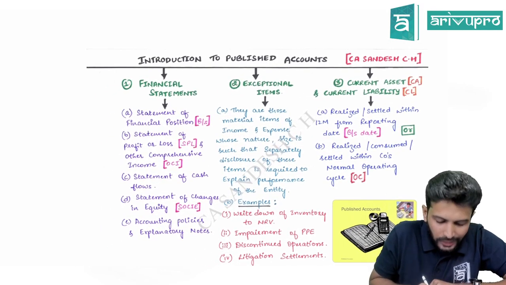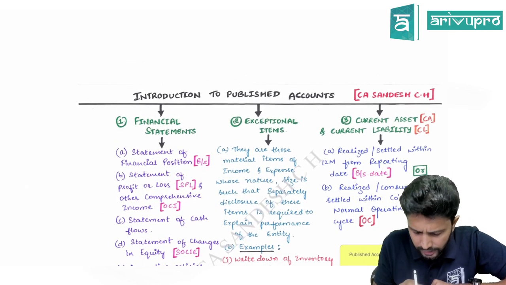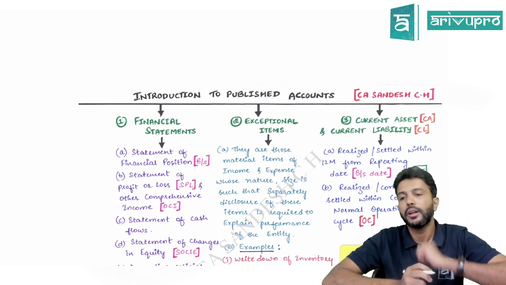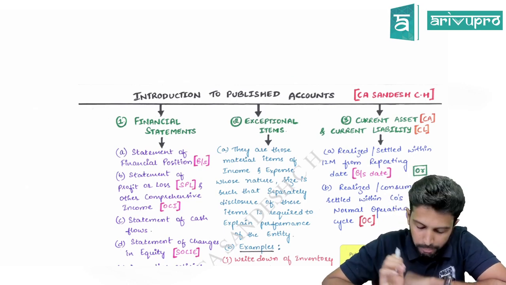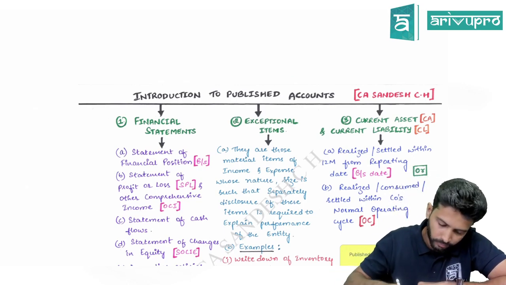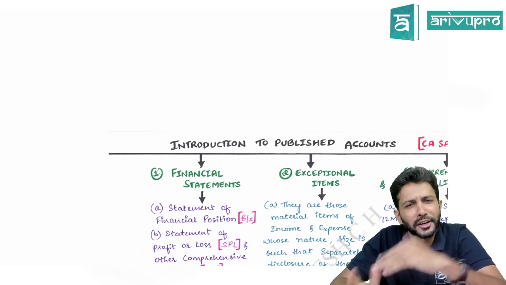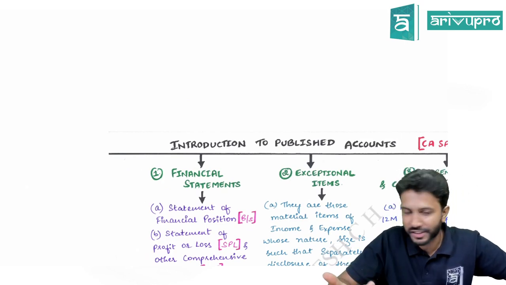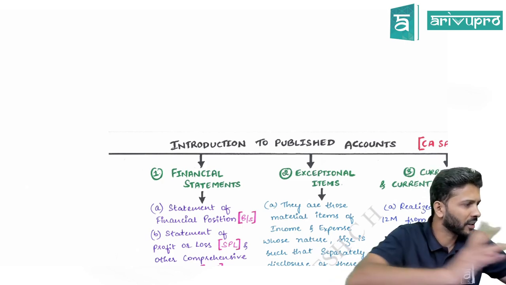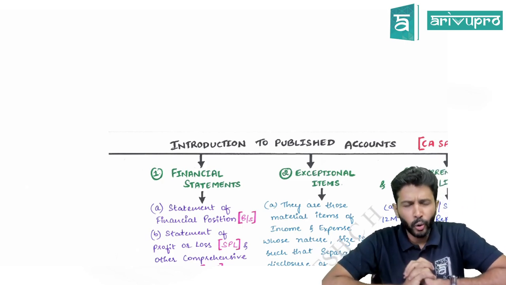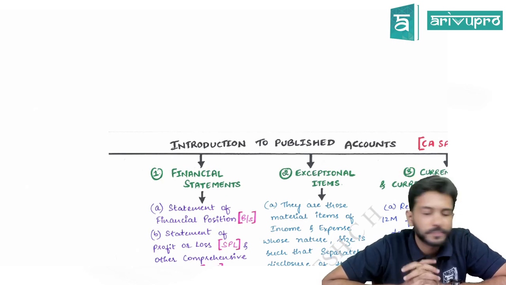So let's get started with the first topic, and the name of the topic is Introduction to Published Accounts. Okay, I'd like to keep the class interactive, so I would appreciate it if some of you can respond to the questions that I'm asking. Would that be okay with you if I just keep asking? What do we mean by published accounts, sir?